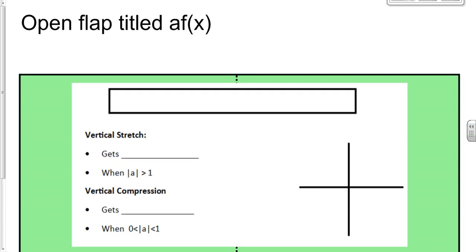So next flap, open the one that says a f of x. Okay, what you're doing when you have a on the outside, when you're multiplying it by a number, is you're performing a vertical stretch or compression, depending on the number that you use.